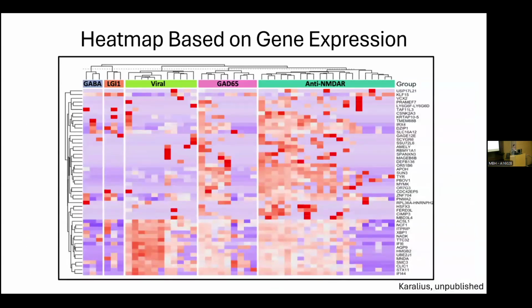So this is a heat map. You can see on the right the differentially expressed genes, and then it's broken down by antibody type, and the viral encephalitis cases are in the neon green. You can see that the NMDA cases look different than the other cases, and then there definitely appears to be more of a viral signature, and then GABA and LGI1, which are adult onset autoimmune encephalitis, look a little bit more similar.